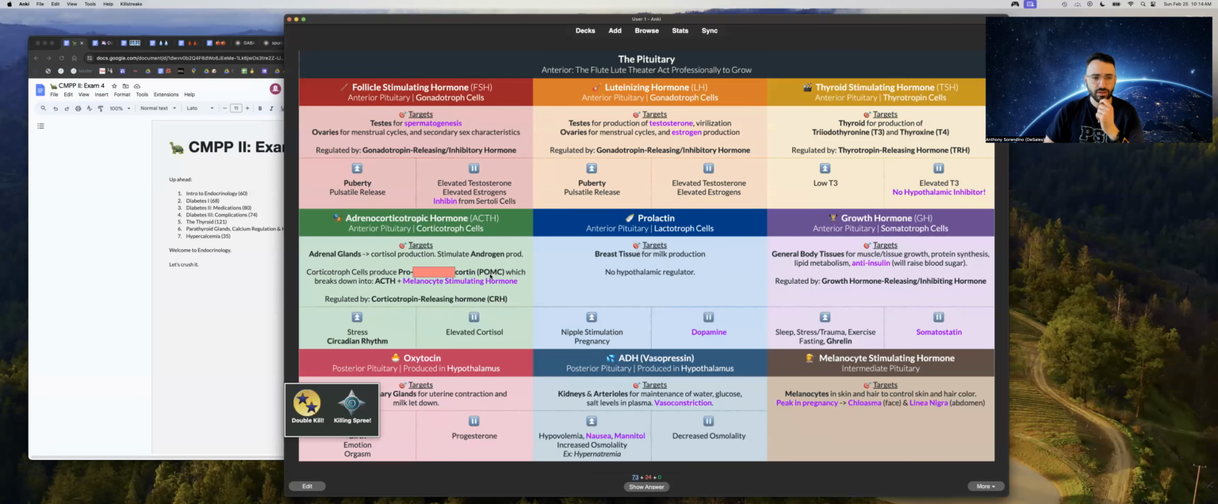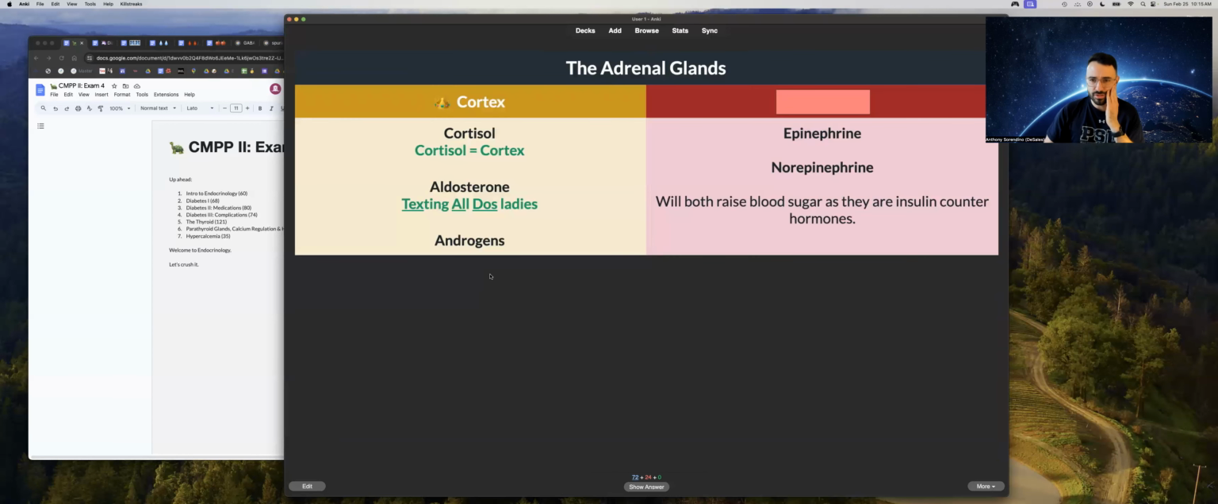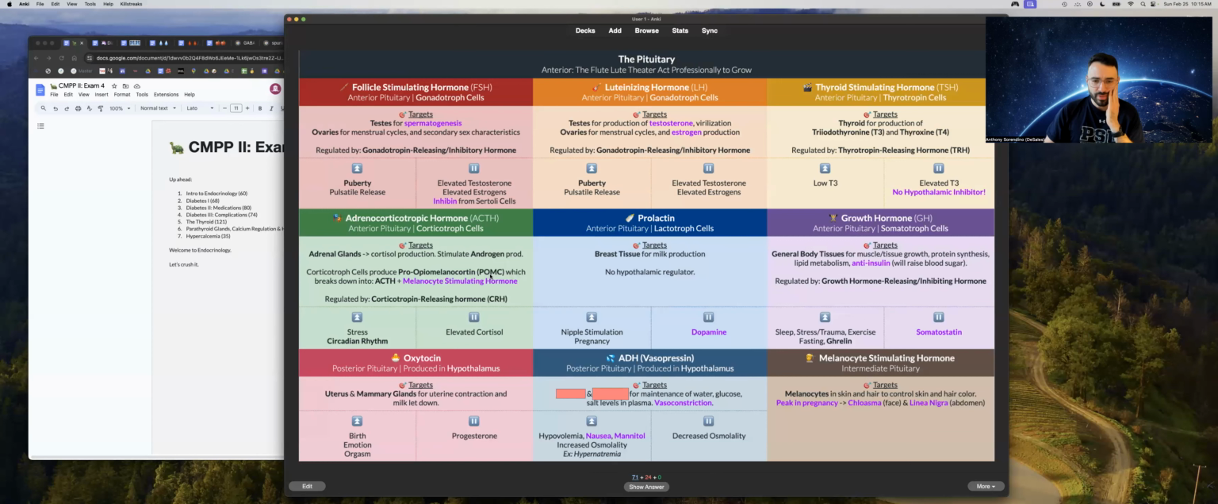Okay, autocrine. Corticotroph cells, opiomelanocortin. Okay, opio means something. Melanocortin, the 2 names are in there. Cortex, so this is medulla on the right. ADH, blank and blank for maintenance of water. Oh, kidneys and arterioles.